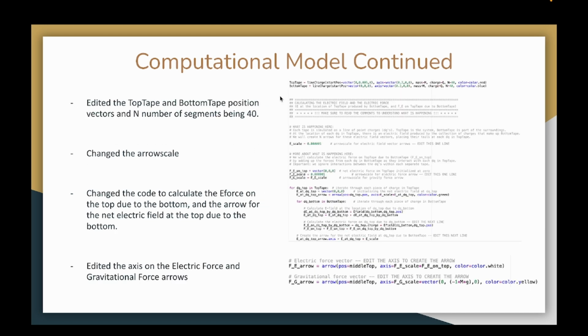So here I edited the top tape and bottom tape position vectors and the n, which is the number of segments, and I changed that to 40. And I changed the arrow scale here and also here. And I changed the code to calculate the electric force on the top due to the bottom and the arrow for the net electric field at the top due to the bottom. And then I edited the axis on the electric force and gravitational force arrows here.